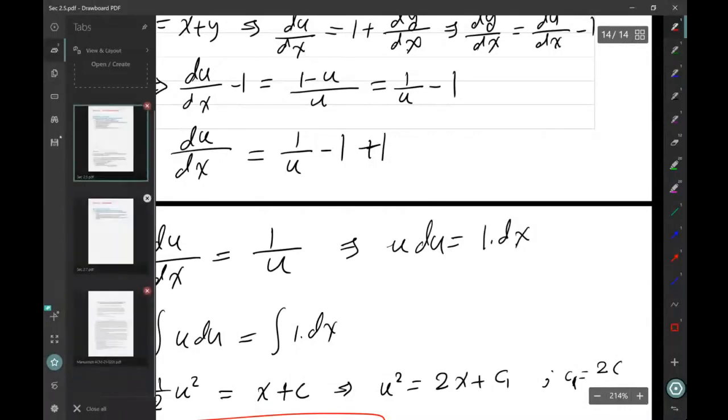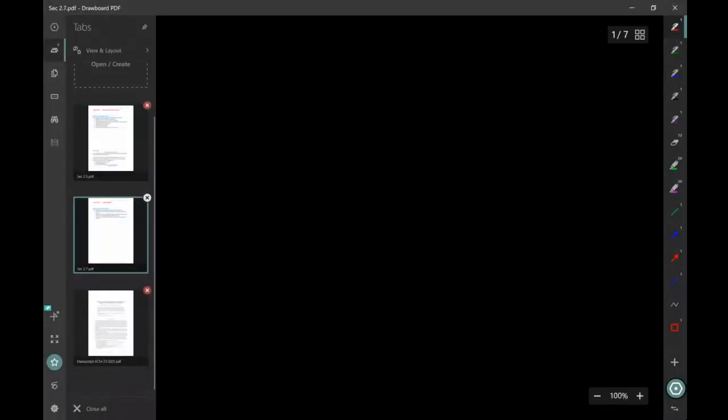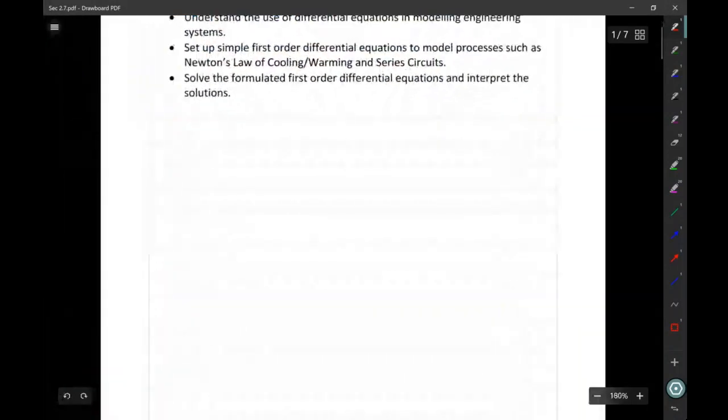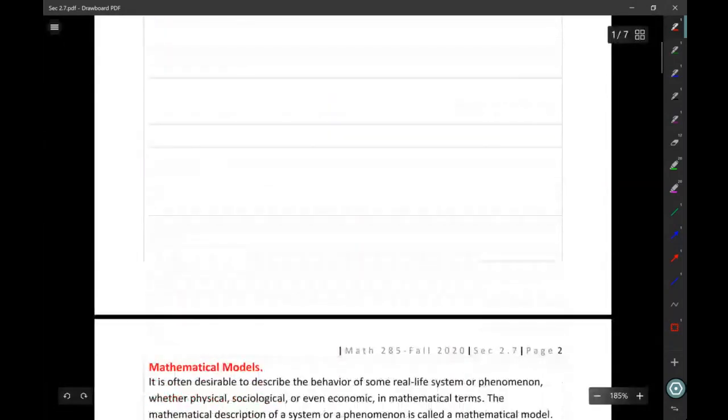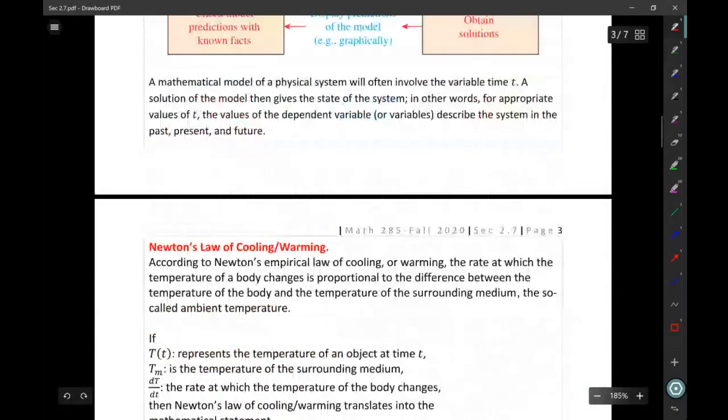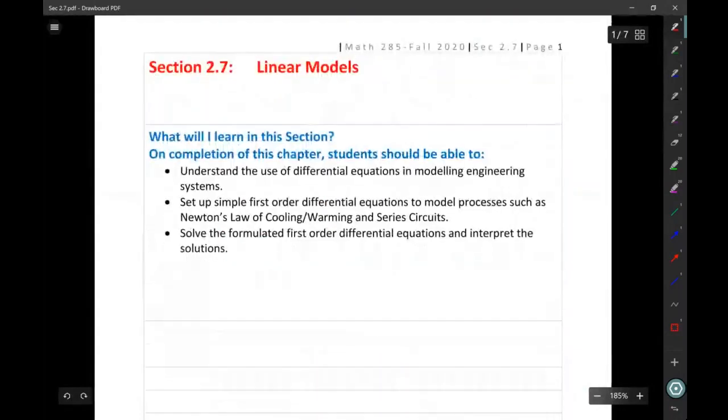We will start the next section, which is modeling of linear equation. What we are going to study in this section: we will present two types of application for the first order differential equation.